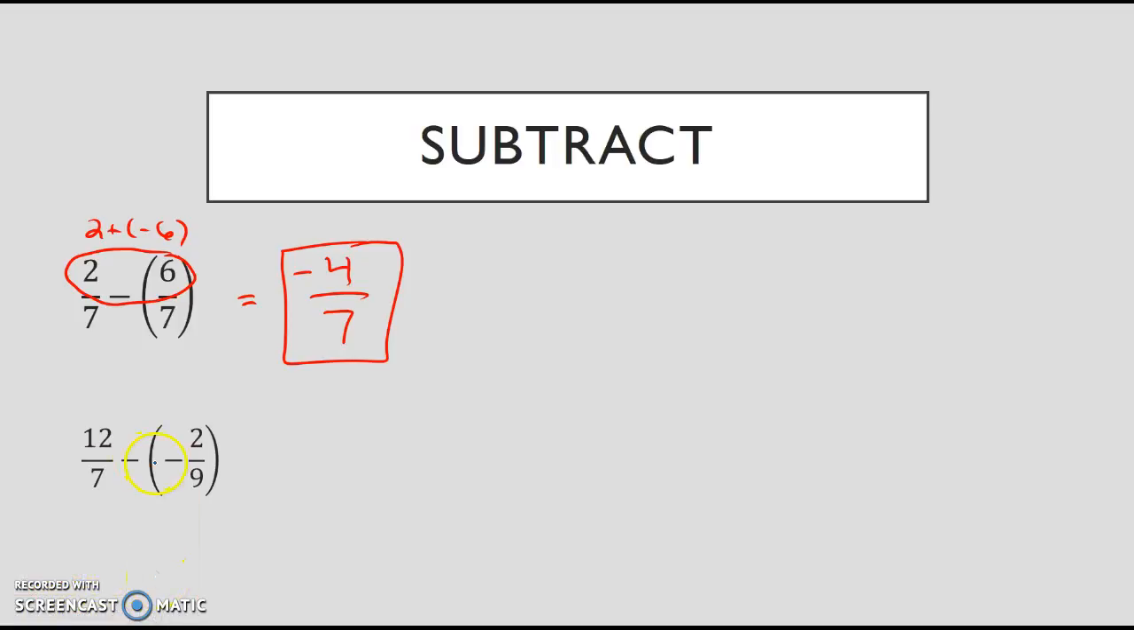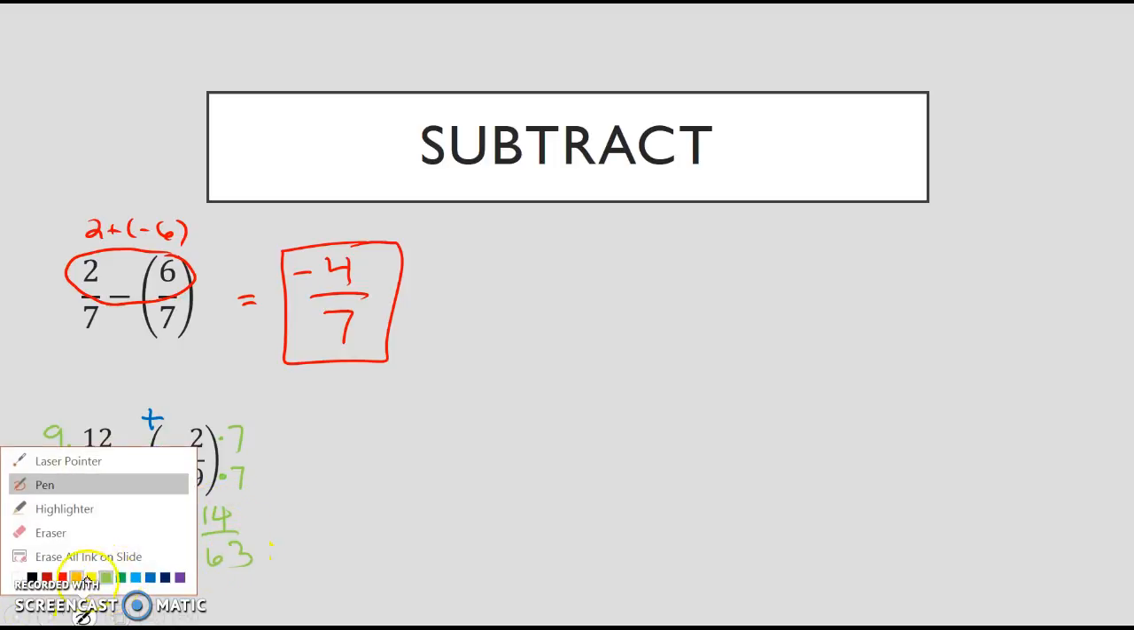But what we look at first is these two symbols right next to each other. And I like to circle those because it turns into a plus sign. So those signs are gone, and we have 12/7 plus 2/9. Now, in order to do that, we actually need that common denominator, like I said before. And here, the least common denominator is actually 63. So we're going to multiply these fractions so they have a common denominator. And we're going to get 108 over 63 plus 14 over 63.